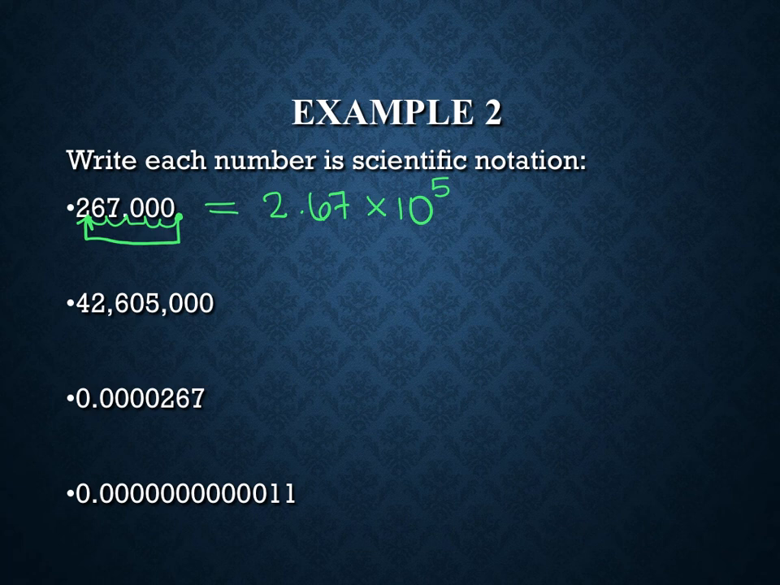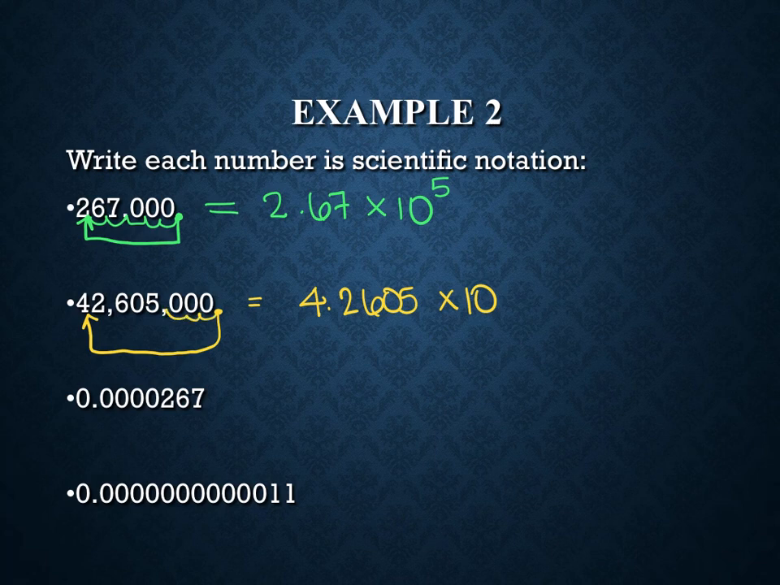Now for the second part, I have 42,605,000. Again, no decimal place, so I assume that my decimal is right here. I'm going to have to move that decimal place in between the 4 and the 2. So I end up with 4.2605 times 10. I move it 1, 2, 3, 4, 5, 6, 7 places. And because 42,605,000 is a number that is larger than 1, I again leave my exponent as a positive 7.